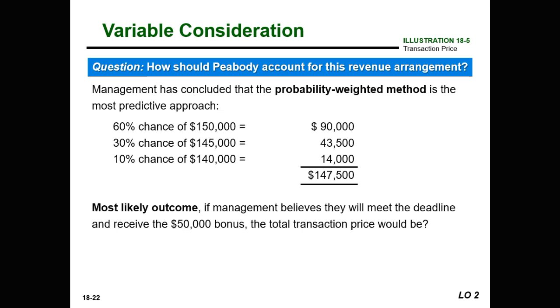Now, if we didn't have this, we would look for the most likely outcome. If management believes they will meet the deadline and receive the $50,000 bonus, remember, most likely is like an either or almost. The transaction price would be $150,000. This is the outcome with a 60% probability.